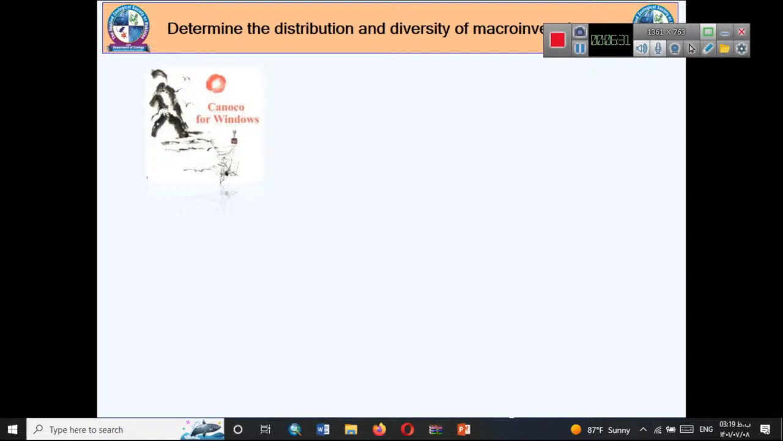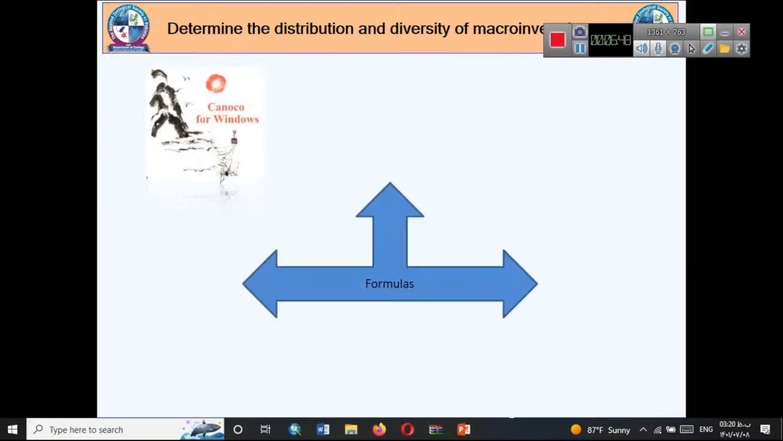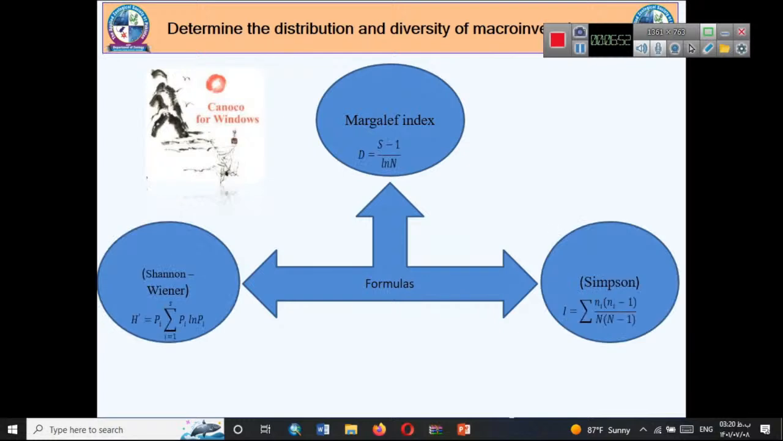Here we determine the distribution and diversity of the macroinvertebrates. To determine the distribution and diversity of macroinvertebrates, biodiversity indicators, including Shannon-Wiener Diversity Index, Simpson Diversity Index and Margalef Richness Index were used, as you see in the slide with formulas. The correlation between environmental factors and calculated indicators was determined based on Spearman methods and based on the obtained data. Their classification was performed using a standard method in Canoco 4.5 software.